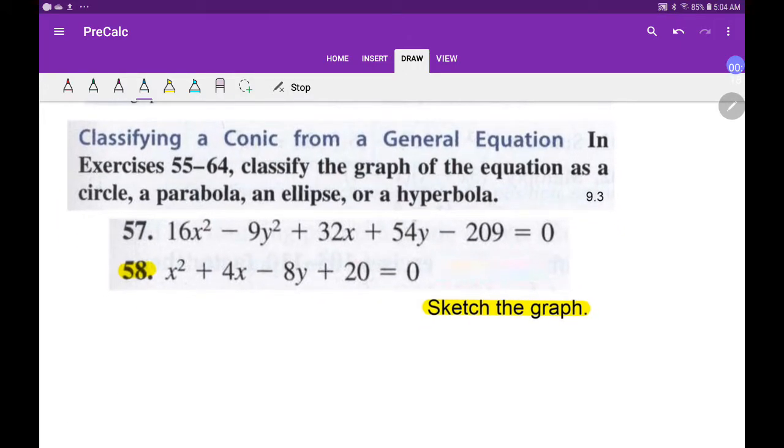So let's see. We have A in front of x squared, and we have C in front of y squared, and they have different signs. So that means that AC is less than 0, and this is, I was going to say an ellipse. It's a hyperbola. Okay, I guess I'll write that out. And then I want to graph it.